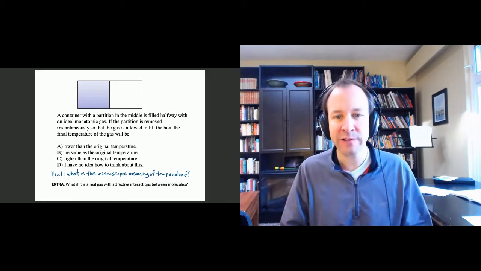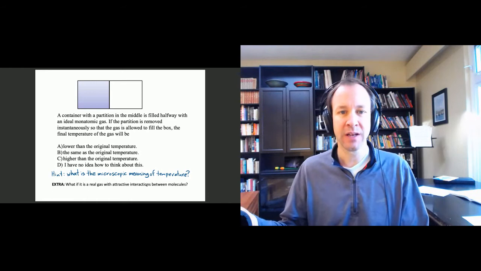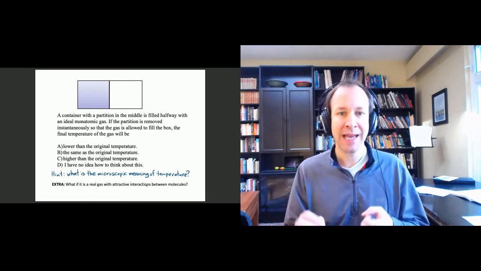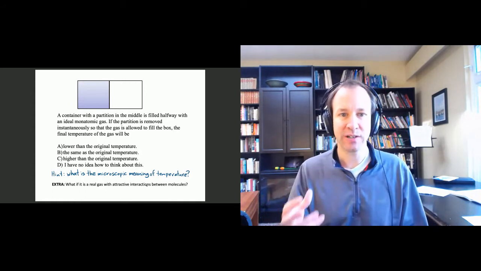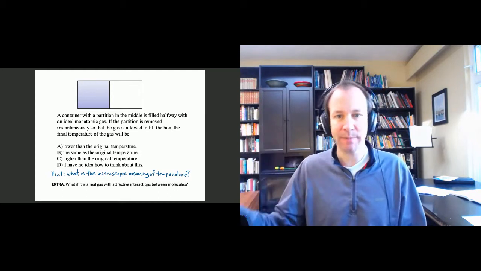What we can do in the end, now that we've realized the final temperature is the same as before, is make the prediction that the pressure in the final situation has to be half of the pressure in the original situation, because the volume is double and the temperature is staying the same.